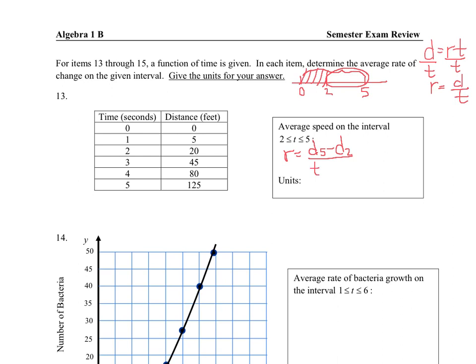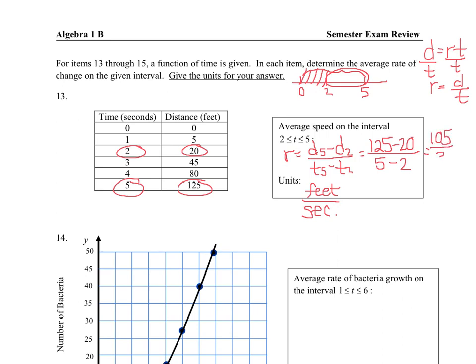Same thing goes for the time. I'm going to want the time of 5 minus the time of 2. So d of 5, I'm going to look at my table. I see at 5 seconds, the person was at 125 feet. And at time 2, the person was at 20 feet. Time of 5 is 5 seconds minus 2 seconds. Now notice, 125 feet, 20 feet. Feet is in our numerator, and in our denominator, we have 5 seconds minus 2 seconds, which means we have feet per second. Well, 125 minus 20 is 105.